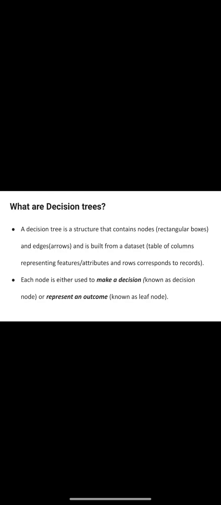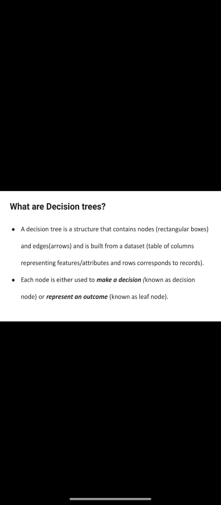My topic is ID3 Decision Tree Algorithm. So first of all, what are decision trees? The decision tree is a structure that contains nodes and edges. Nodes are represented as rectangular boxes and edges are represented as arrows. And this is built from a dataset.